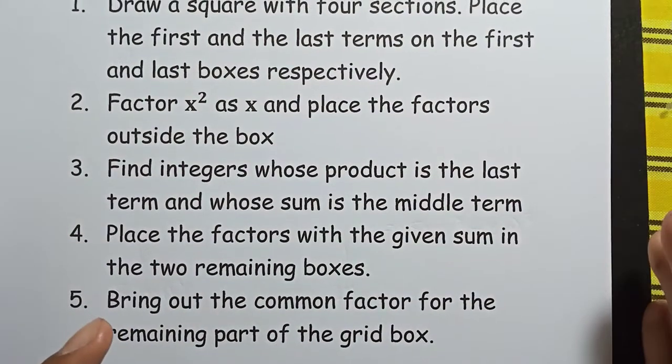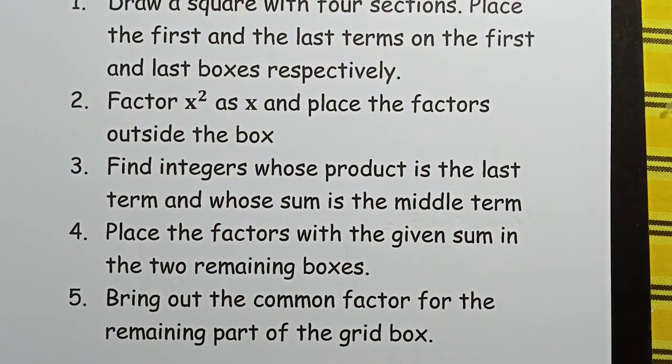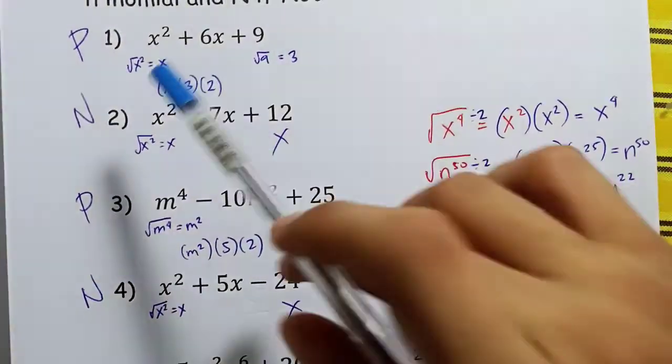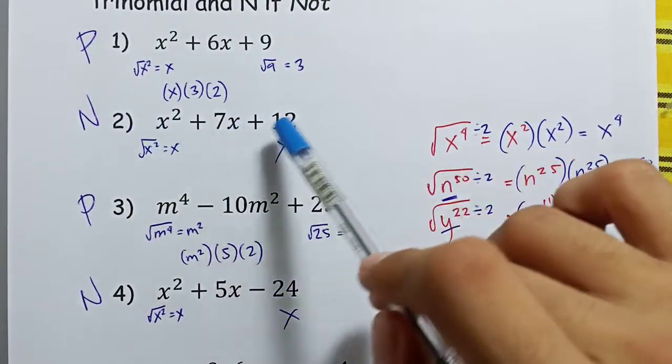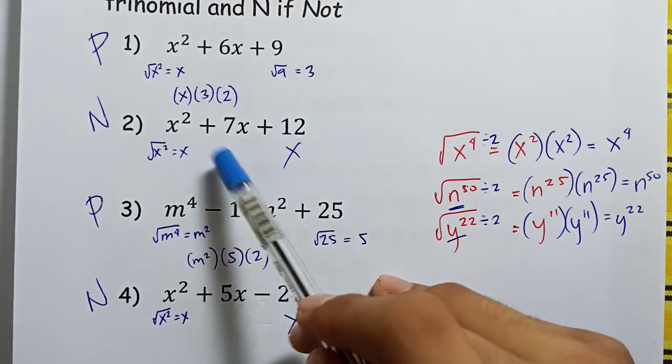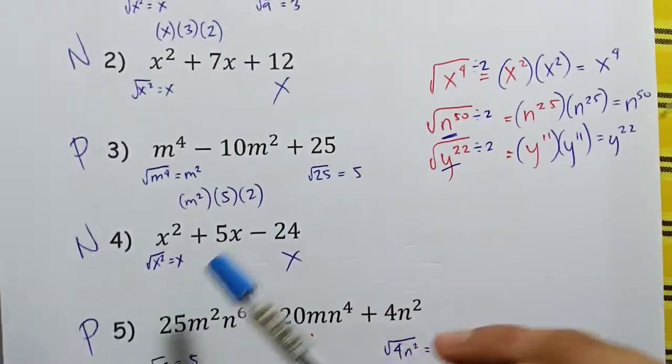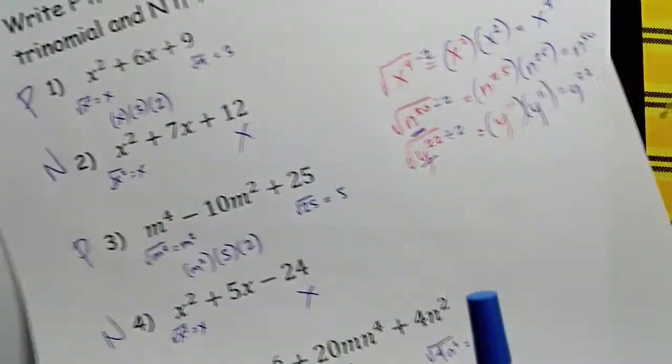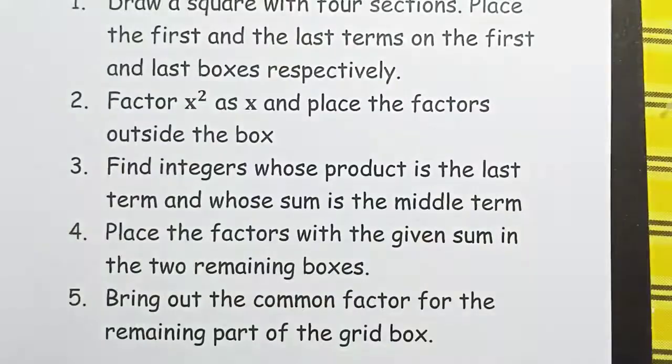So, para madali na lang, let's give an example. Gamitin natin yung example natin kanina. Ito, yung mga not perfect square. Sila yon: x squared plus 7x plus 12 tsaka x squared plus 5x minus 24. So, subukan natin silang i-factor.